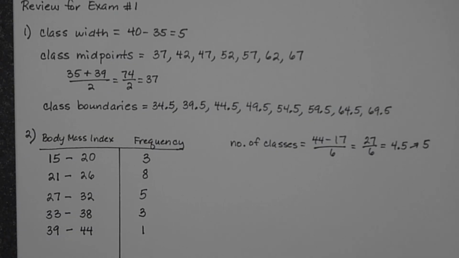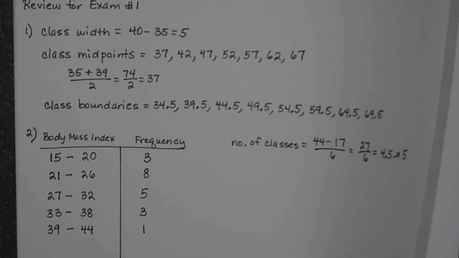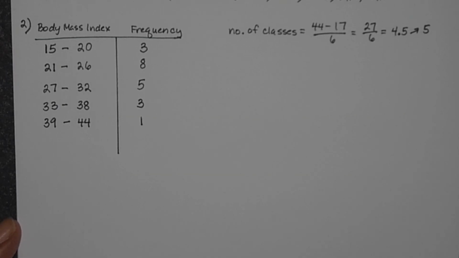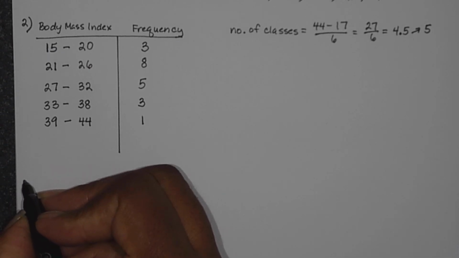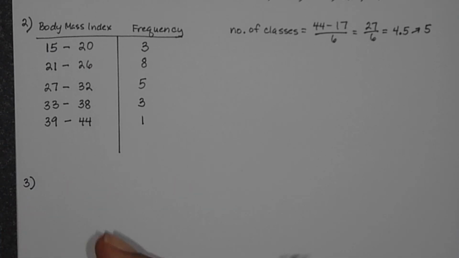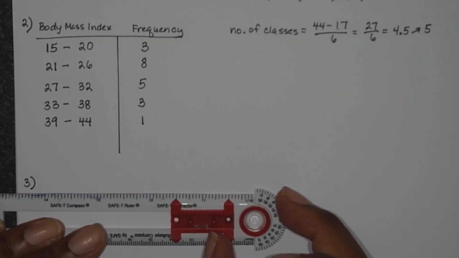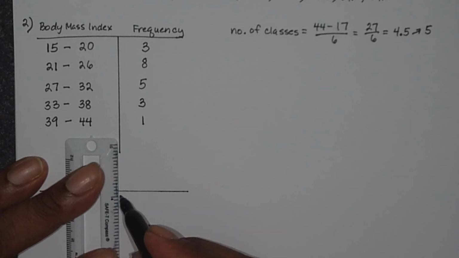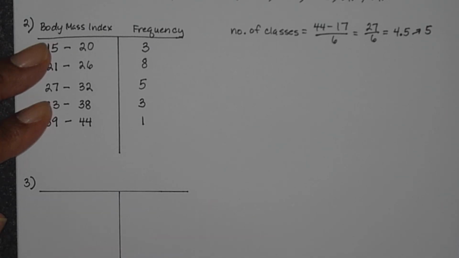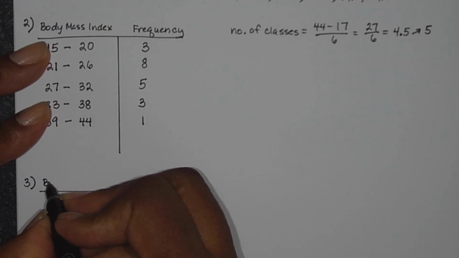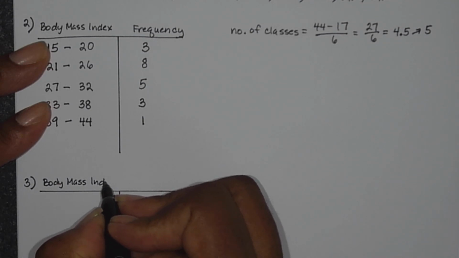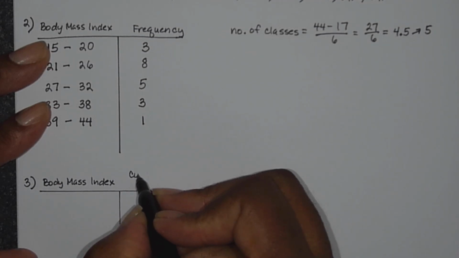Are there any questions about problem number 2? Now, using this, we're going to create a cumulative frequency distribution. That's going to be problem number 3. Okay. So again, we have body mass index. Now here we're going to have cumulative frequency.